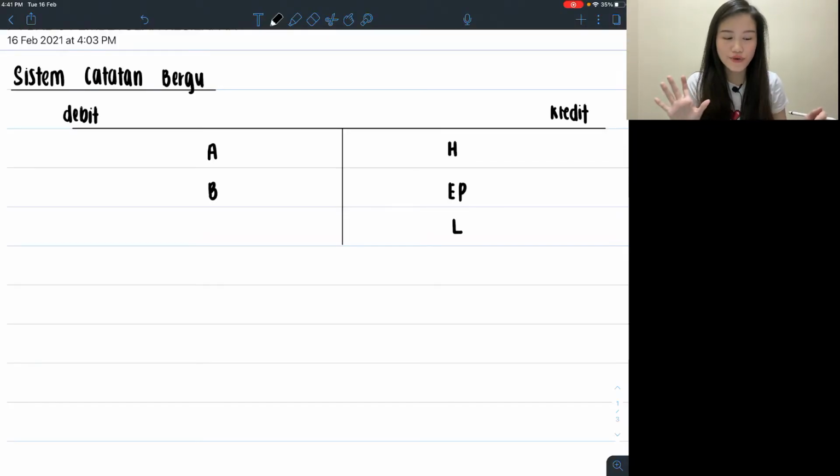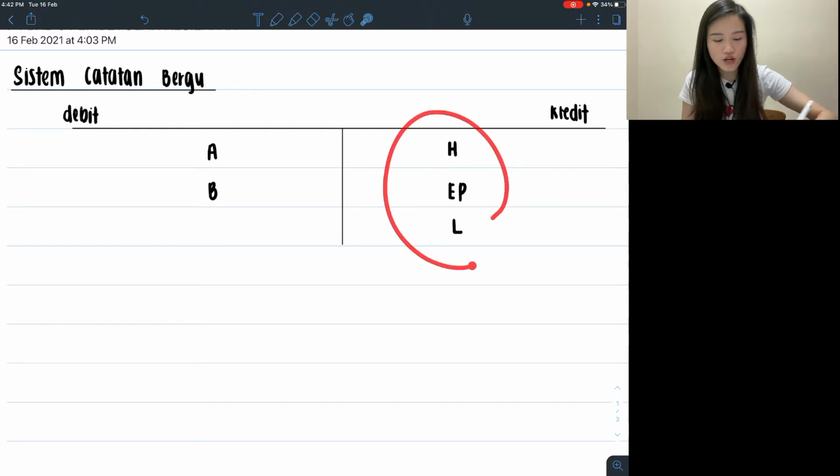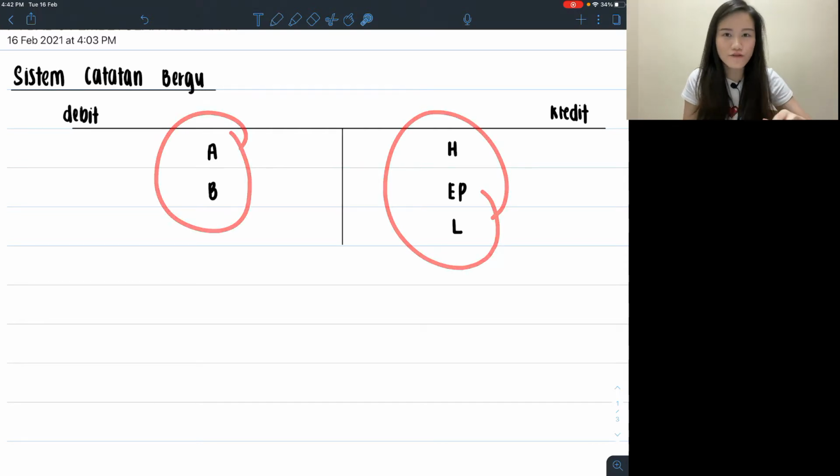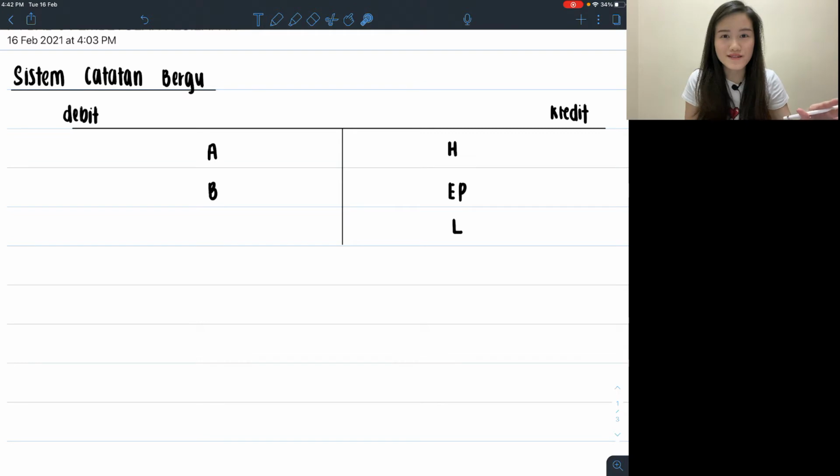Okay guys, so now on my screen here, I'm showing you guys the Sistem Catatan Bergu. So what exactly is Sistem Catatan Bergu? You guys must understand that we have 5 different classifikasi, which are called asset, belanja, hasil, EP dengan liability, shown here in their own short forms. All these short forms are very useful when you go to exam, because you have no time to write them out in full. You just need to know their positioning.